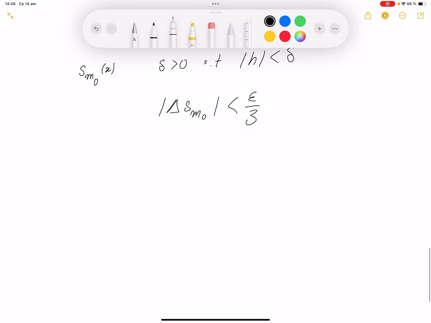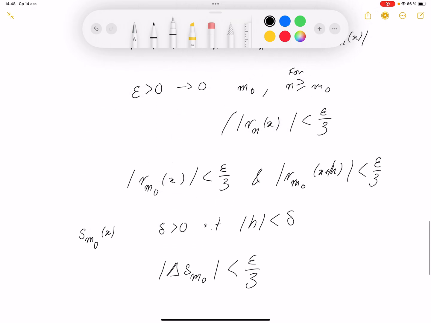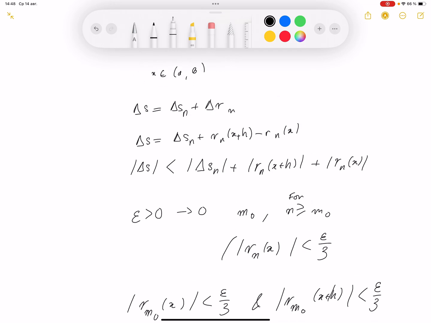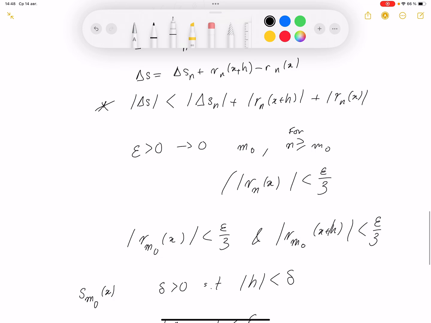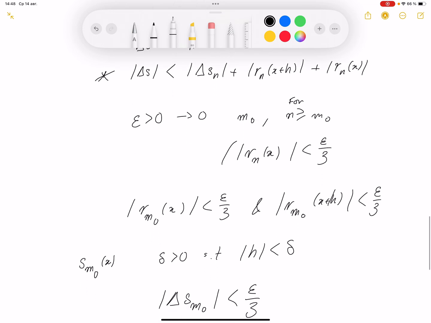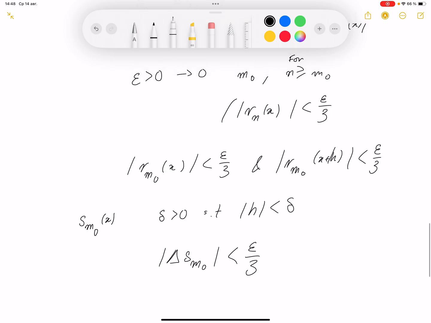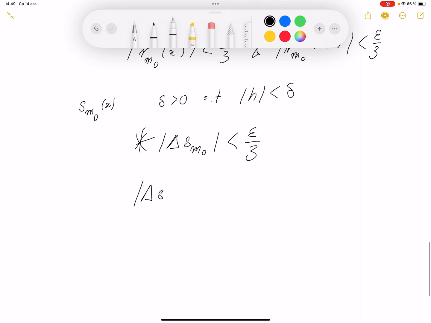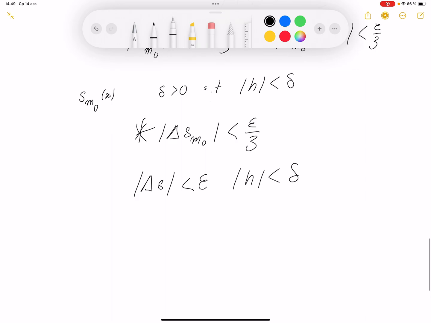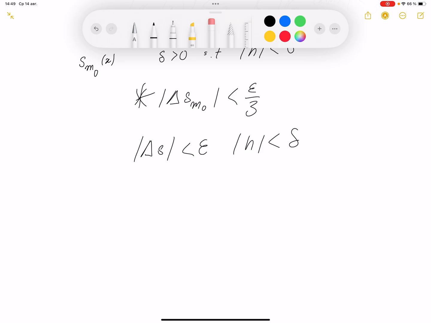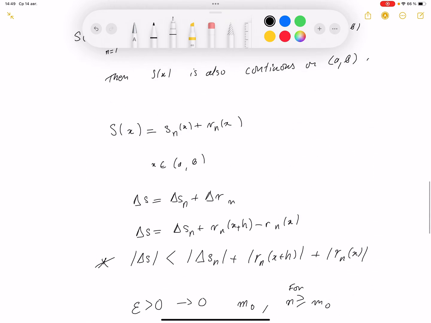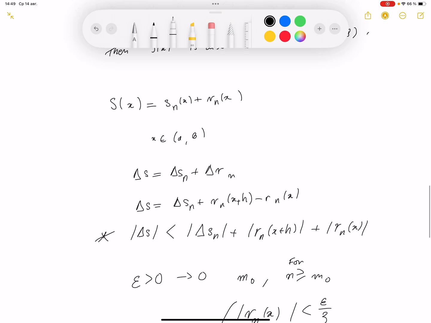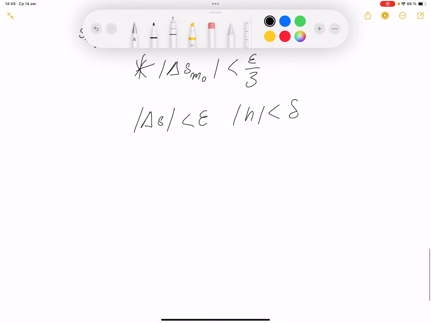Then, from the inequalities shown above, this one and the other one, we see that the absolute value of the change in s is smaller than epsilon, with the absolute value of h being smaller than delta, which proves that s is continuous on the interval [a, b] if all the conditions above are met. Yeah, that's it.